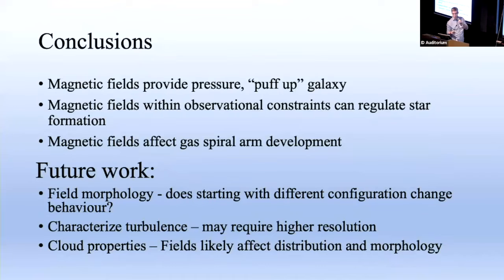And going forwards, there's more I want to do. I want to look at field morphology. So if I start with different configurations of the magnetic field, how will that change the behavior? I want to characterize the turbulence a little more, which might take some higher resolution simulations. And I want to characterize the properties of the clouds in the simulations that form. Likely the magnetic fields affect their distribution and morphology. That's it.